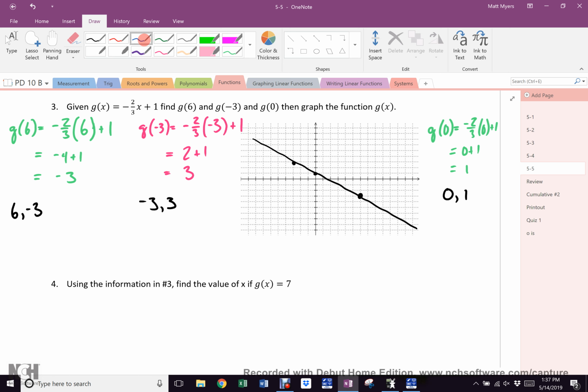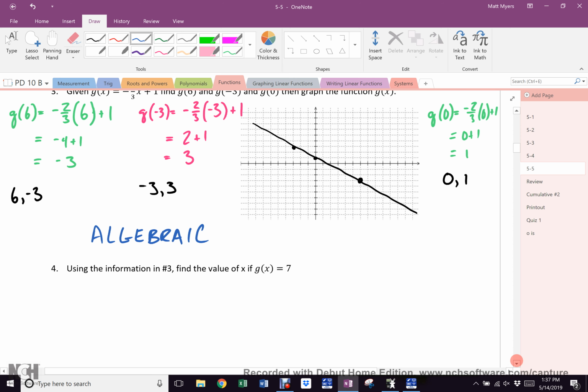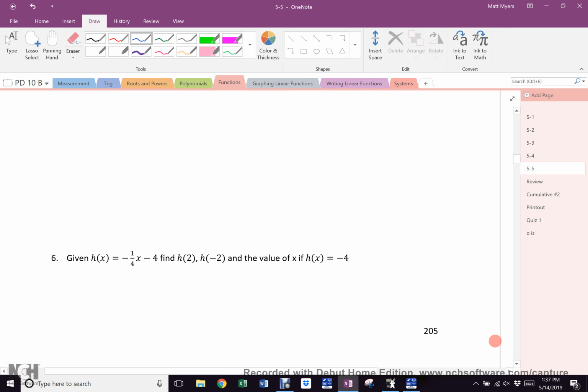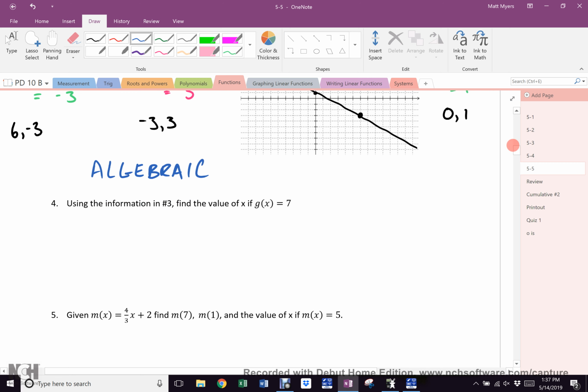Now, ladies and gentlemen, everything we have done there was algebraic. Right? Okay. Now, down here, on the next one, I want you to split your page in half. On this side, we will do algebraic. On this side, we are going to use the graph, because you must be able to do this with both.